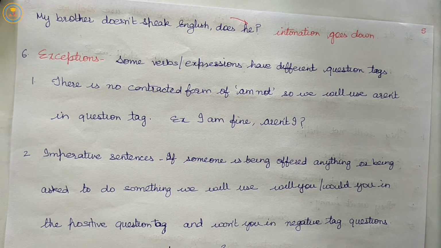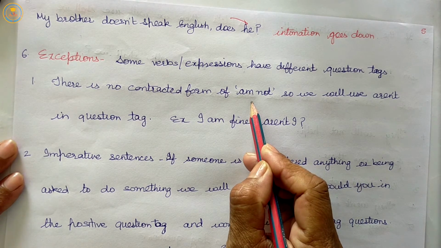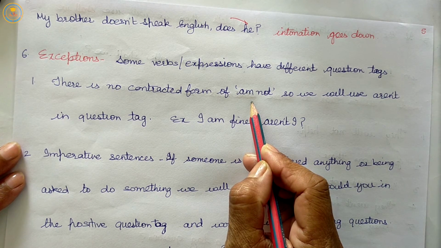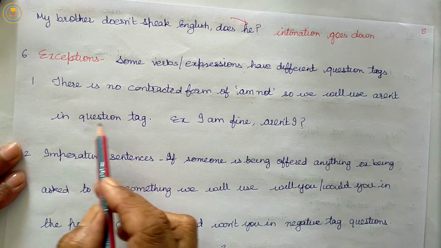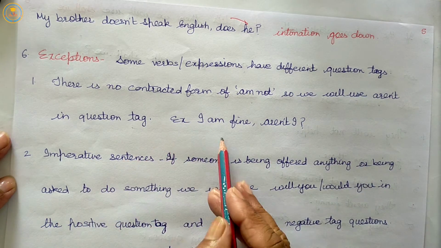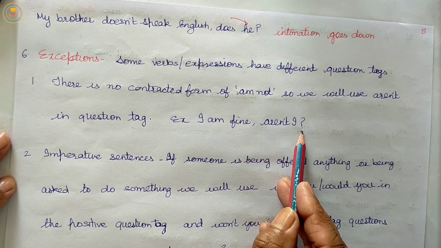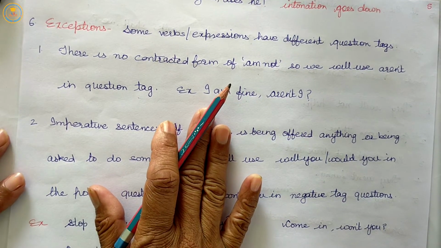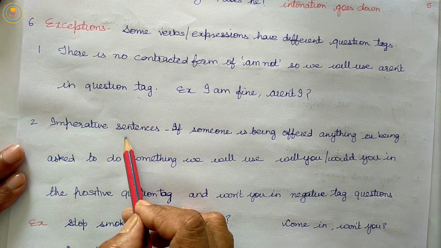Listen carefully. Some verbs or expressions have different question tags. There is no contracted form of am not, so we will use aren't in the question tag. Here, example, I am fine. Aren't I? Question mark.